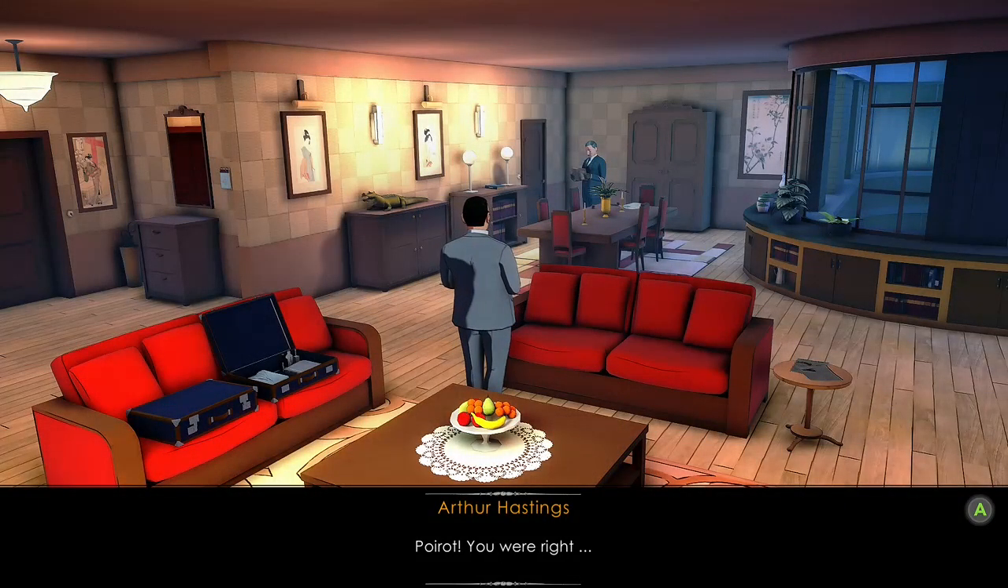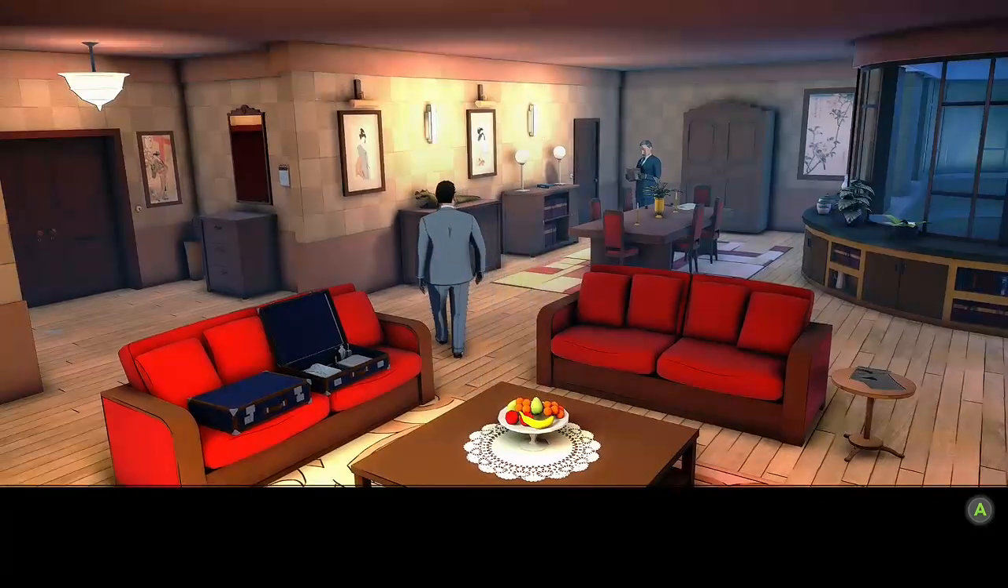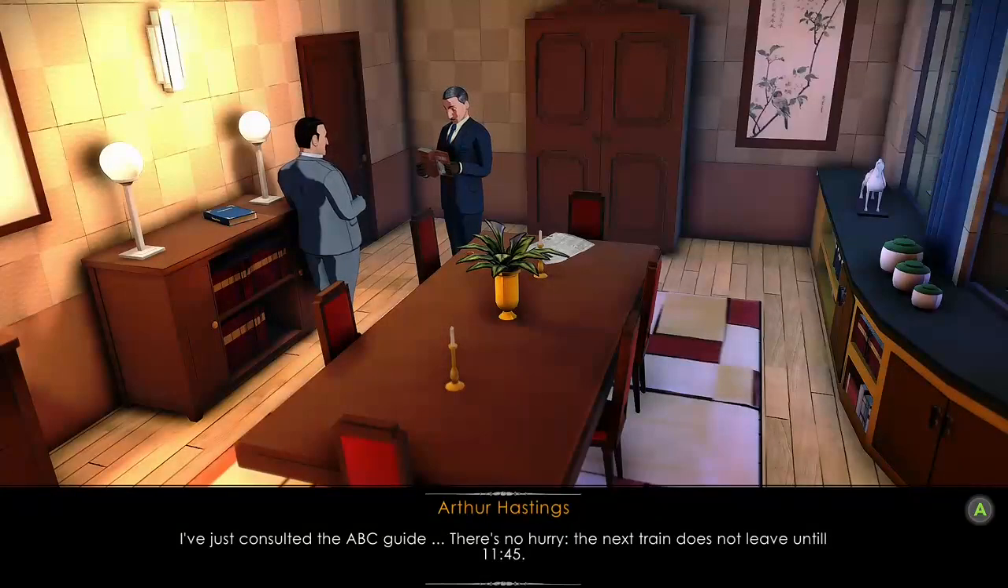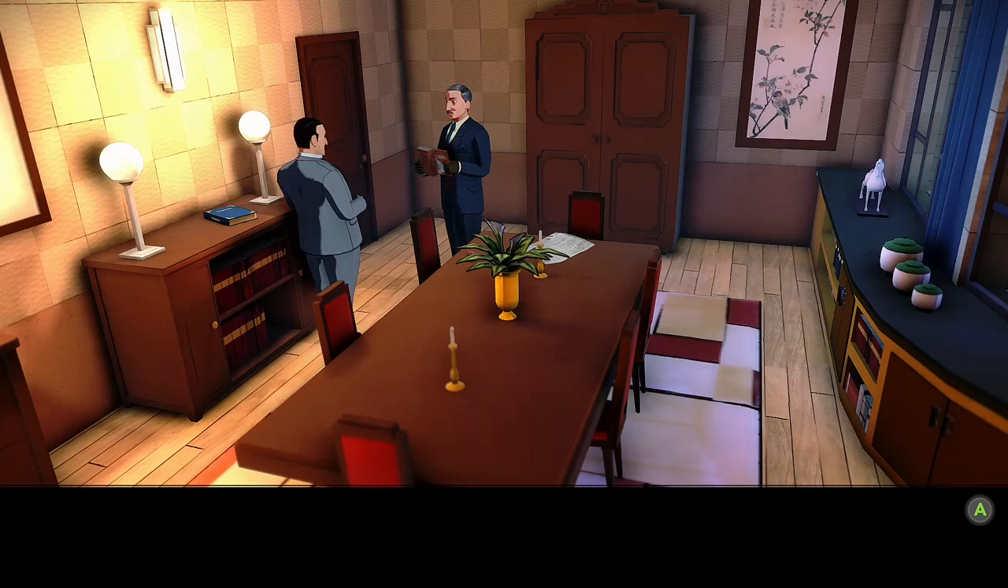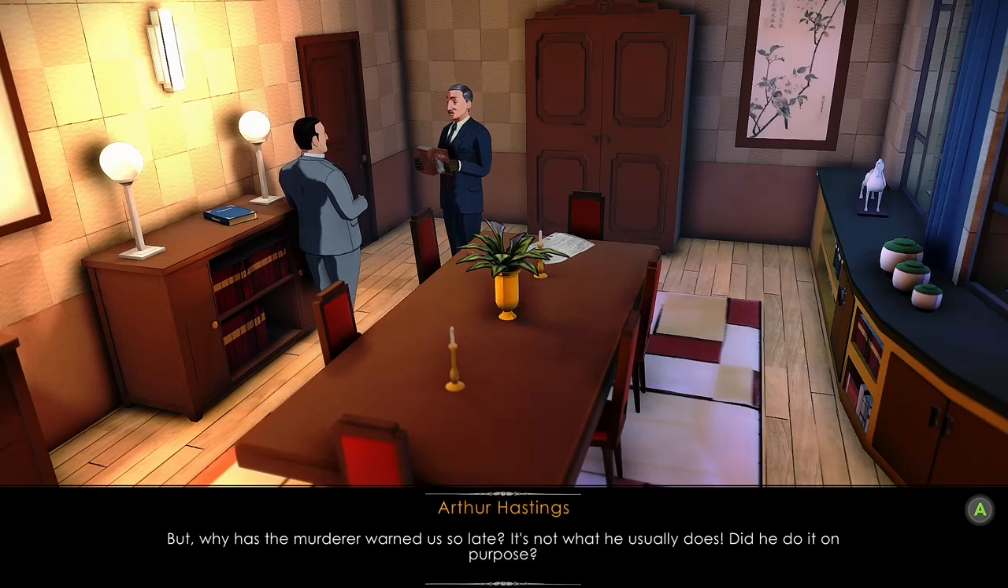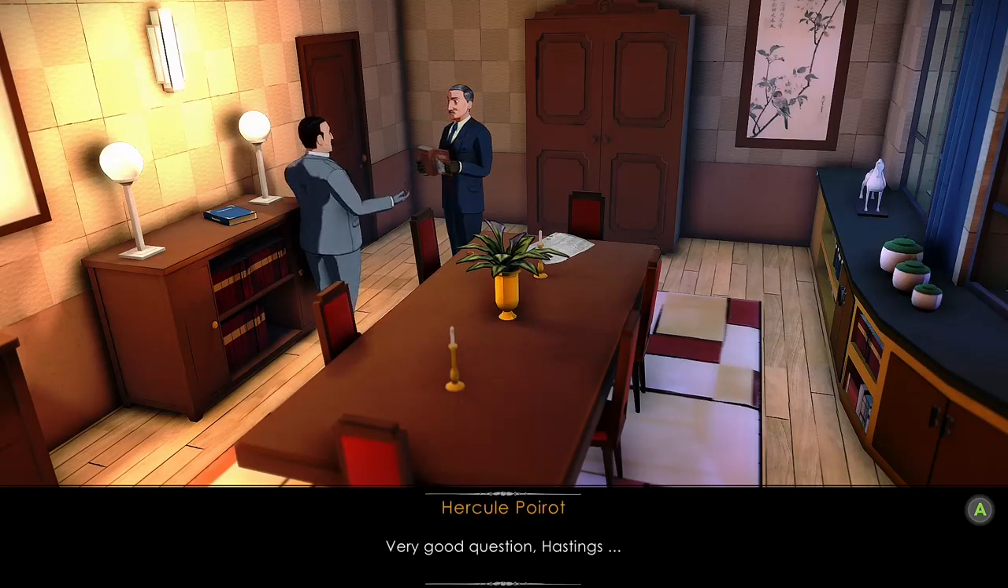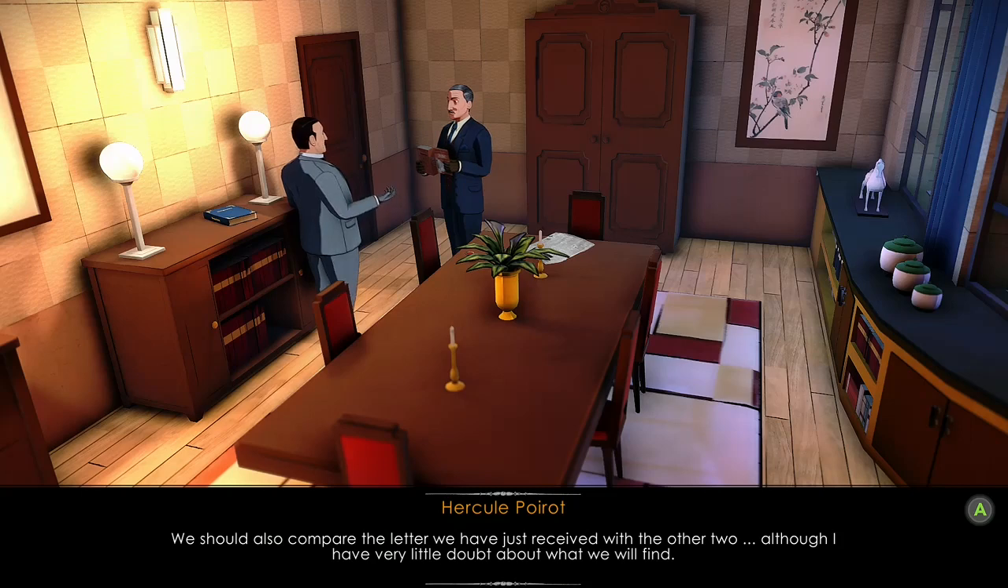Poirot, you were right. I've just consulted the ABC guide. There's no hurry. The next train doesn't leave till 11:45. You see, there is no need to hurry. We will not be in Churston until tomorrow morning, after the murder. But why has the murderer warned us so late? It's not what he usually does. Did he do it on purpose? Very good question, Hastings. We should compare the letter we have just received with the other two.